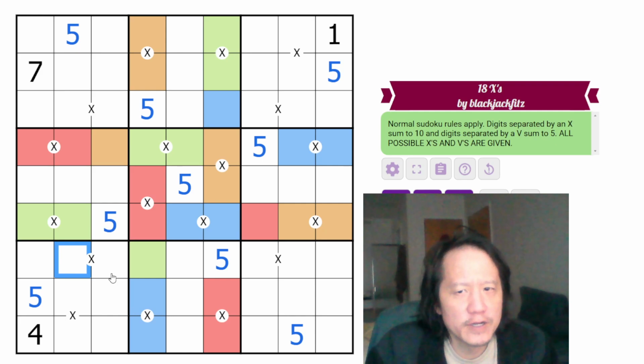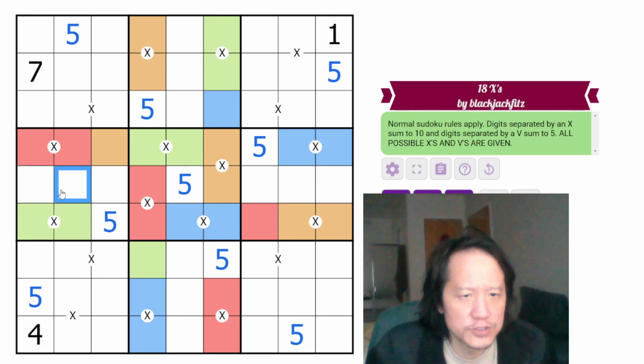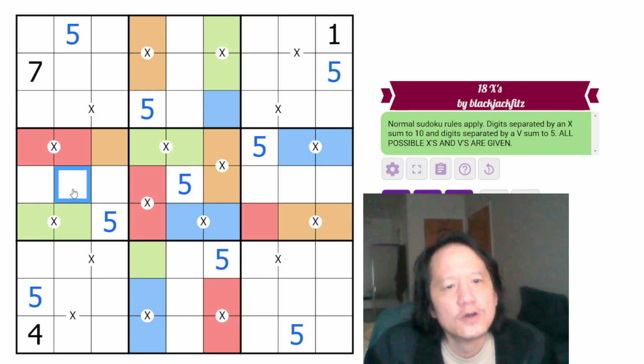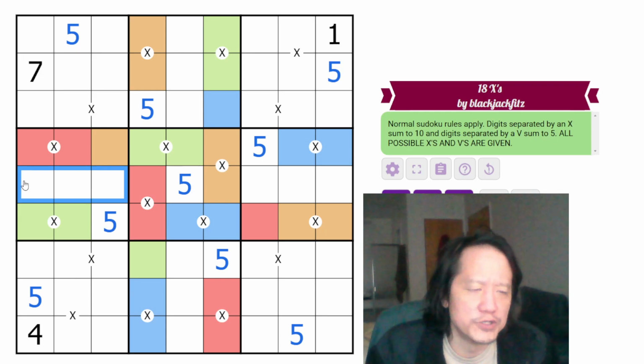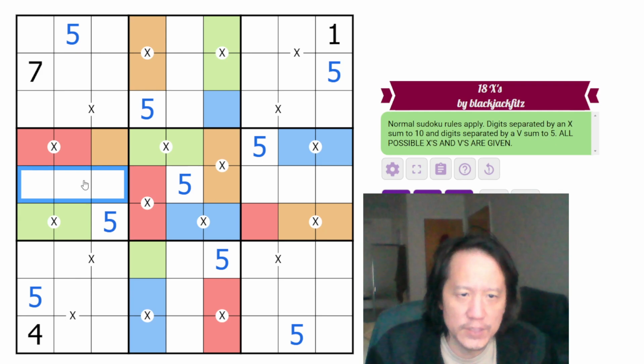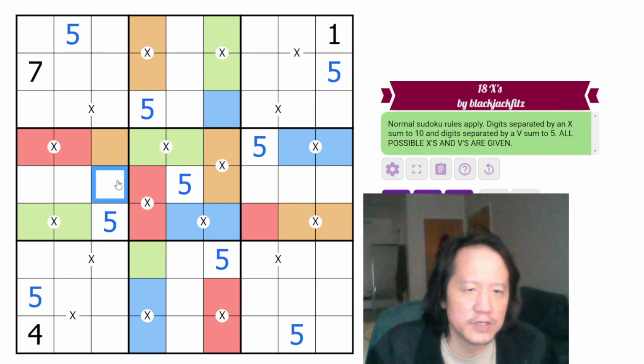What else do we know? Digits separated by X sum to 10. All digits, okay. The blue and the orange, actually, that's interesting. Yes. Where are the blue and orange in box 4? The orange cannot be here because if this were orange, this would have to have an X in between them.